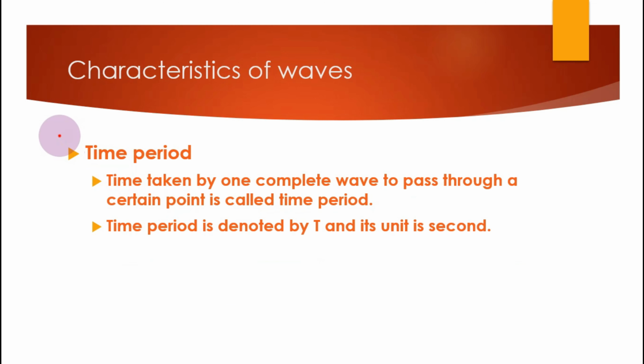So the first term is time period. Let's recall this time period. We did it in chapter number 1, if you remember. It is the time taken by one complete wave to pass through a certain point. So the time taken by one complete wave to pass through a point is known as time period. And previously you know that the time period is denoted by T and its unit is second.